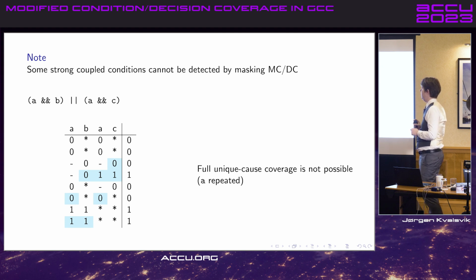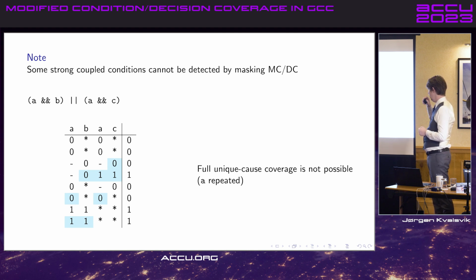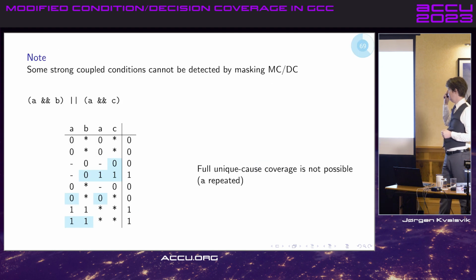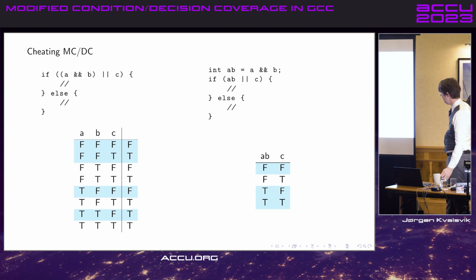Some strongly coupled conditions might not be detected by masking MCDC. So in this case, you can't have full unique cause coverage because A is repeated. But this particular example, if you run this through masking MCDC, you will still get the coverage you need. It's an accepted flaw. In practice, it doesn't matter very much for detecting errors, but it's something to be aware of. So let's move on to cheating.